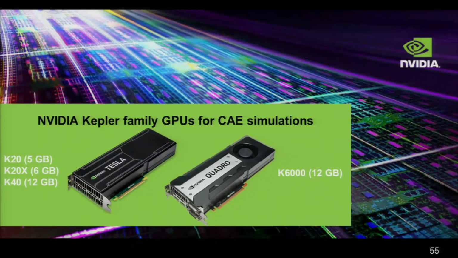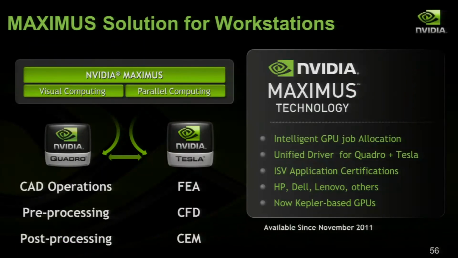This particular card is highly suitable for CFD because CFD is very memory intensive and you need a lot of memory. And our Quadro K6000 is almost equivalent to our K40. It has the same memory, nearly the same flops, but it can also handle graphics. So you could do both graphics and computing on the same card on your workstation.